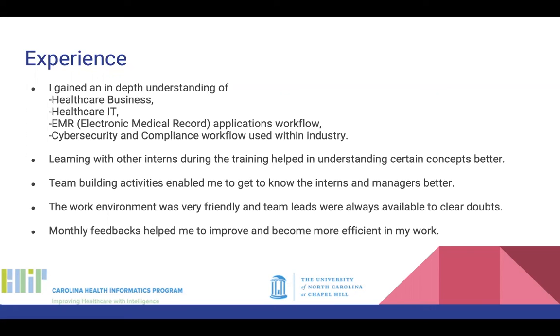There were many team building activities for us interns and managers, which helped us mingle with each other and get comfortable working. The work environment was very friendly, and the team leads were always there to answer any doubts or any small issue or silly doubt that we had. We received monthly feedback on how our work was, our documentation, and things we needed to improve, which increased our efficiency at work.